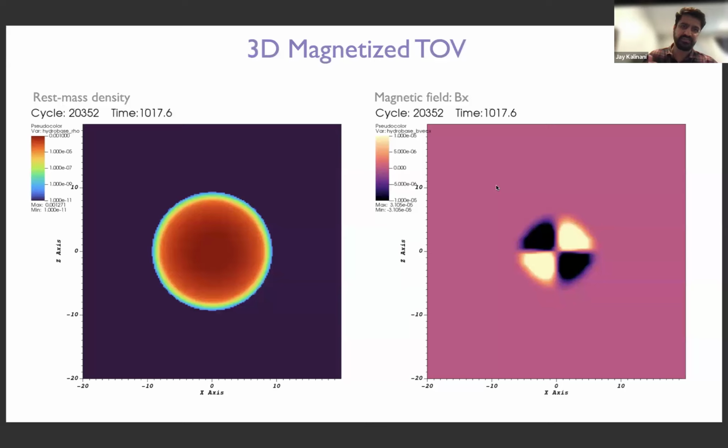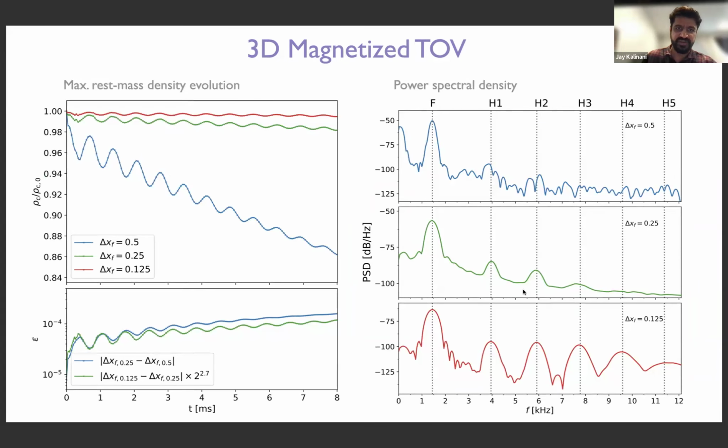The next set of tests was a 3D magnetized TOV test that we evolved. For example, left is the rest mass density, and on the right is the x component of the magnetic field. And they seem to evolve fine. For the same test, we repeated this for different resolutions for a convergence study as well, and on the top left, I show the evolution of the maximum of the rest mass density. As you increase the resolution from blue to red, we see less dissipation, and the oscillations are maintained within 1%, as compared to the low resolution case, which is really bad.